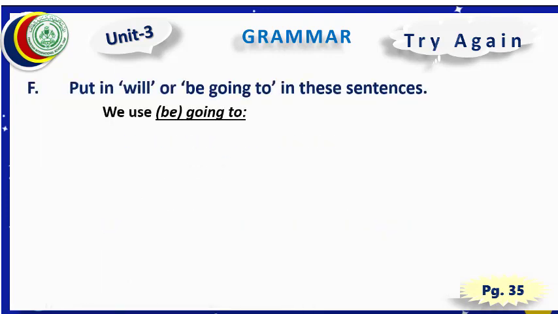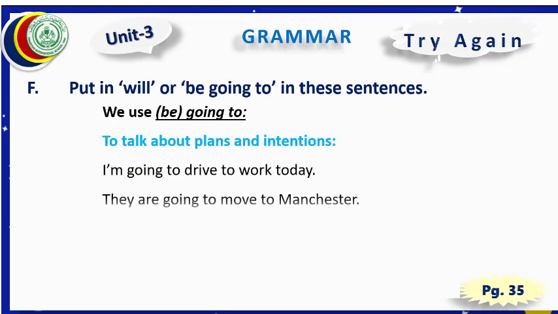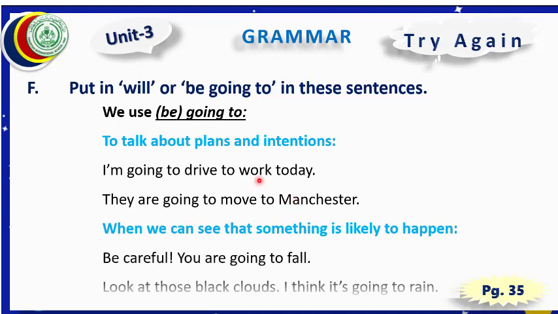We know now when to use will. When shall we use be going to? Yes, there should be some rules also. We use be going to when we talk about plans and intentions. I am going to drive to work tomorrow. They are going to move to Manchester. Yes, students. Plans are discussed in these sentences. That is why we shall use be going to.